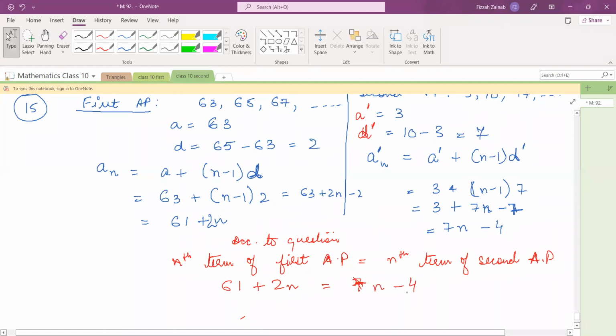So now just simplify it. 61 plus 4 will be 65. 7n minus 2n will be 5n, and this will give you n is equal to 65 divided by 5, which is 13. So for n is equal to 13, the nth terms are equal.